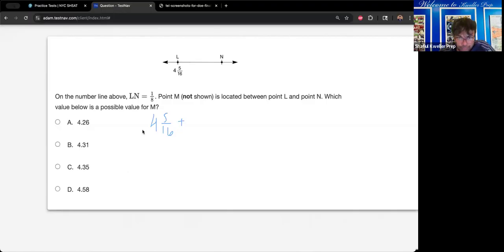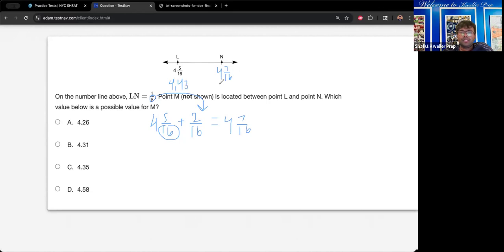Why? Because here the denominator is 16 and this denominator is 8. If we convert it to a denominator of 16, we can add it easily. 1/8 is equal to 2/16. So that's 4 and 7 over 16. So we just have to find a number that lies between 4 and 5 over 16 and 4 and 7 over 16. 4 and 5 over 16 has to be something like 4.43.